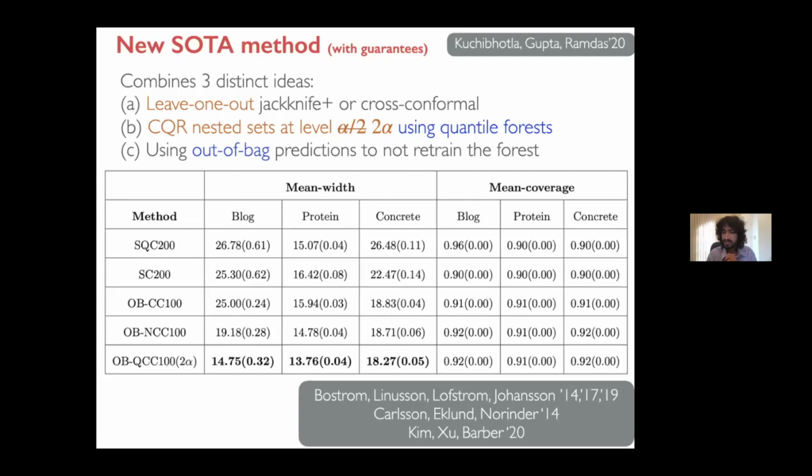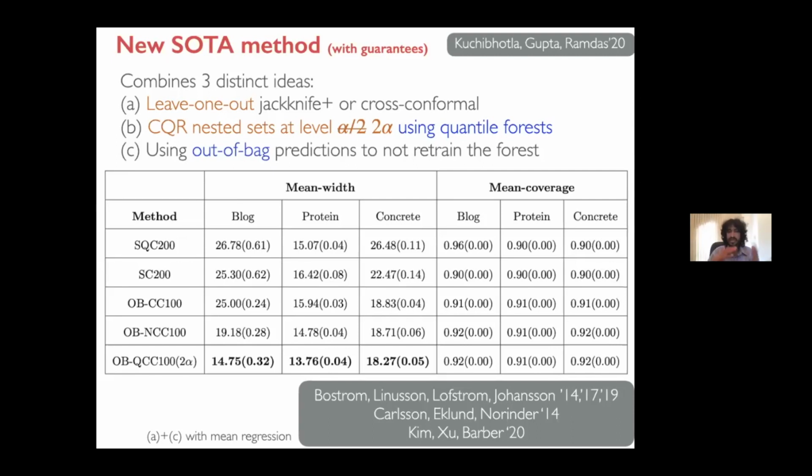Similarly, the Kim, Xu, Barber paper that was just released, same kind of thing. They've not been able to combine all three ideas, and so they usually do A plus C, that is cross conformal or Jackknife Plus with out of bag, but they do it with mean regression. And that's just not the right idea when you have asymmetric or heavy tailed problems.